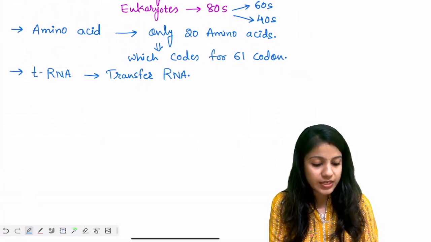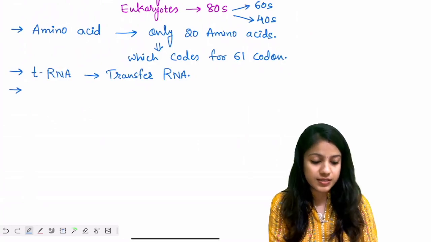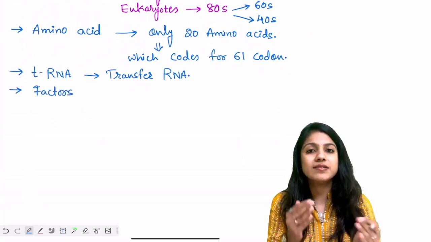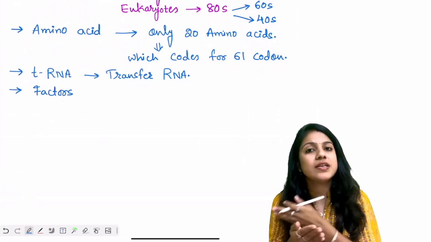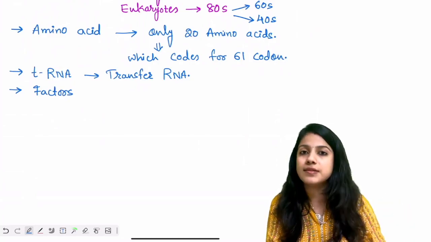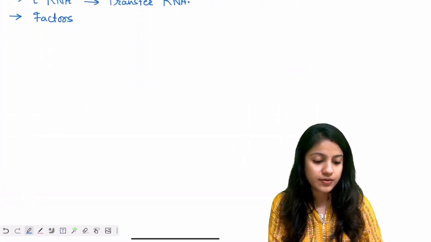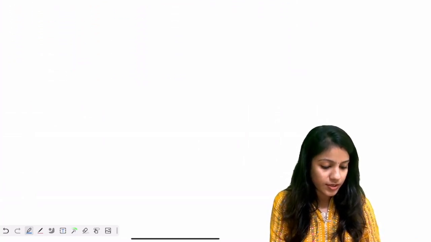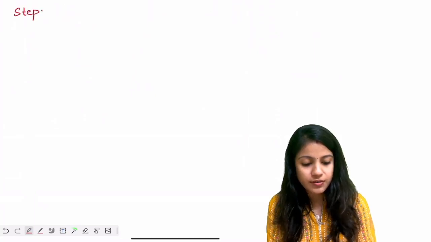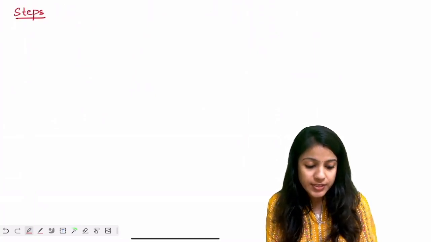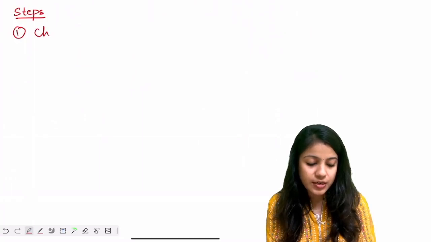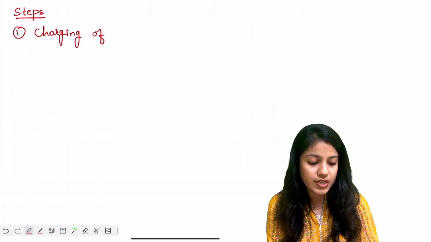Apart from this, we need certain factors to start and stop the process as well as to elongate the process. That I'll discuss in steps, right? Different steps. So what are these steps for translation process? First step is charging of tRNA.